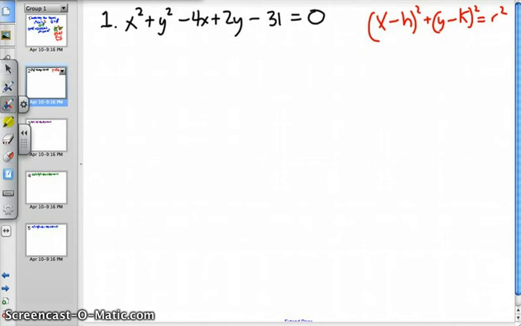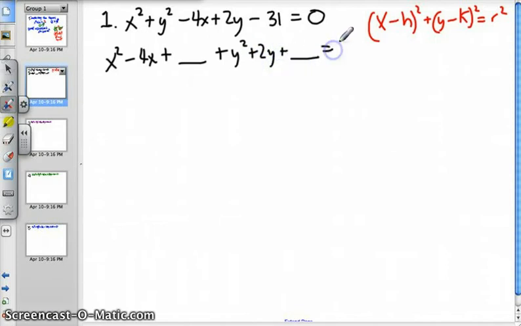Now notice that I'm actually completing the square twice to get it to this form, because I want x minus something squared and y minus something squared equal to the constant side. So I'm going to start by dividing up my x and my y terms. I'm going to write x squared minus 4x plus a blank, because I don't know what that number is going to be yet, and then plus y squared plus 2y plus a blank, and that's all equal to 31.